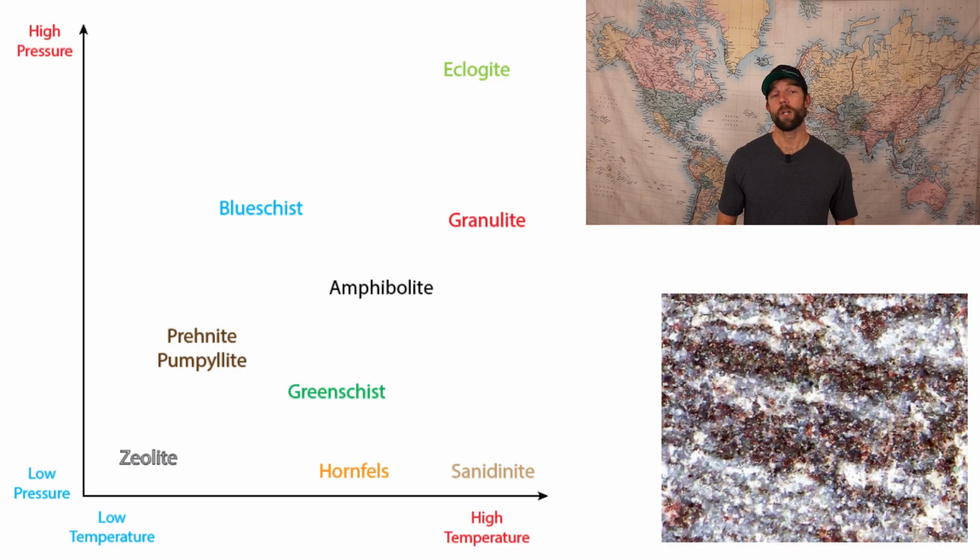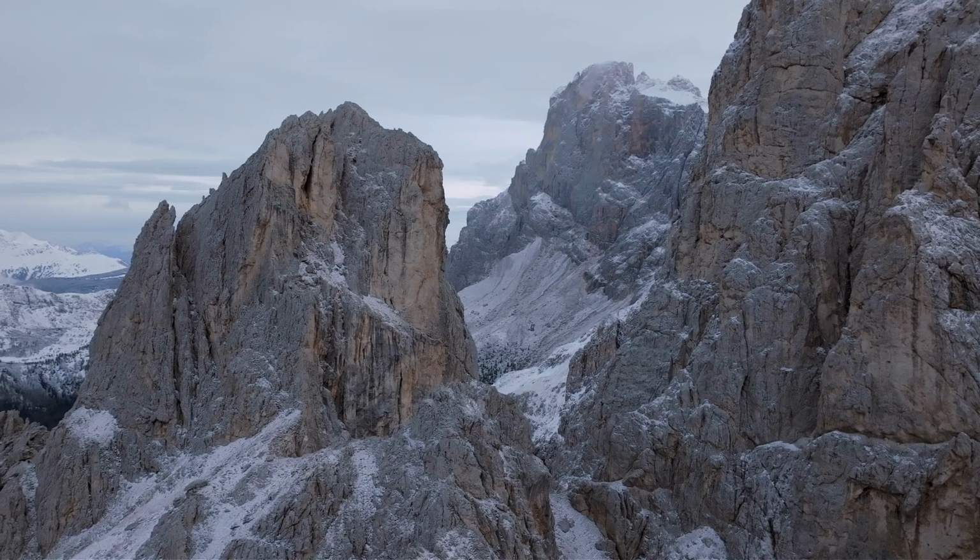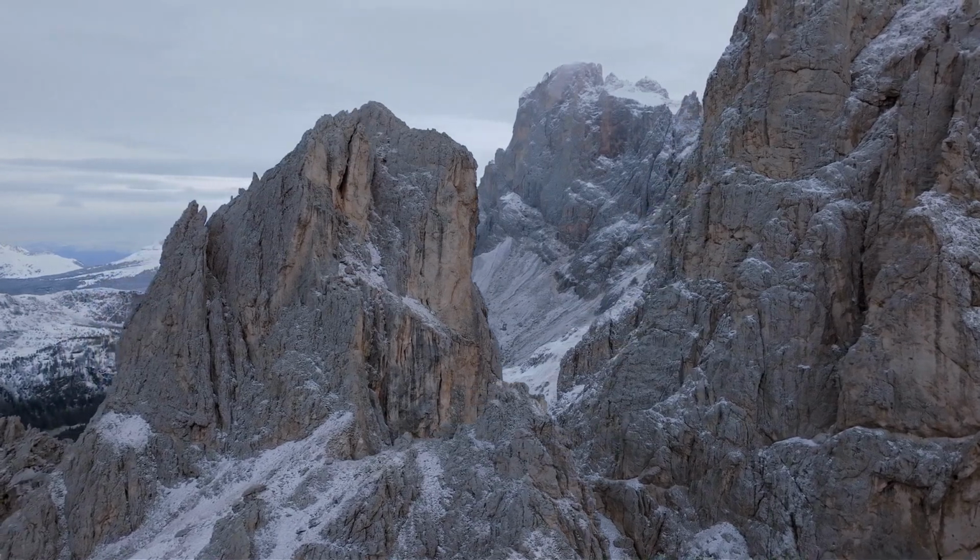For example, this rock is granulite. We can see on the chart that granulite tends to form under extreme temperature and pressure. So we could assume that this rock at one point was forced to be buried deep underground where the temperature and the pressure is really high, probably in some kind of mountain building event.